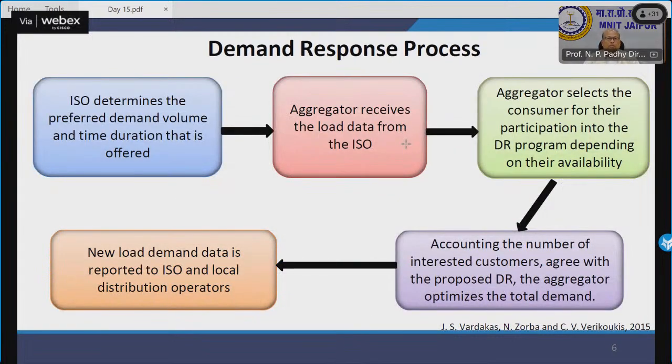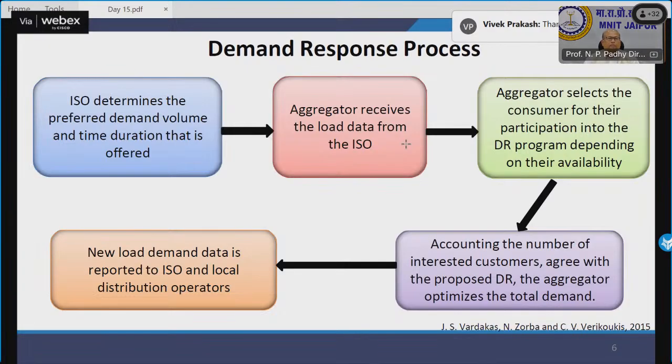Now the demand response process: the ISO determines the preferred volumes. So the demand side aggregator is practically there, especially in the Western world, where it is very common. But in India, there are few. Even today we have aggregators in India, but they are handling only a few small scale industries, getting power for industries. They are not very significant in this country. But in the European market and North America, these companies are very, very active.